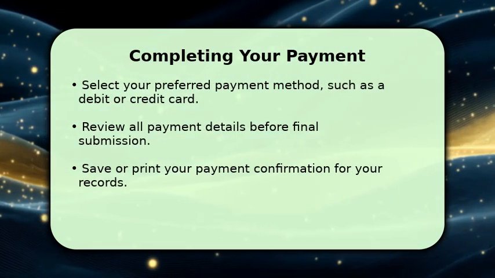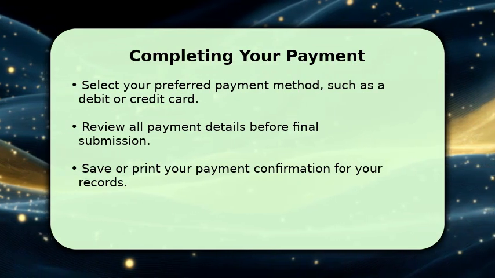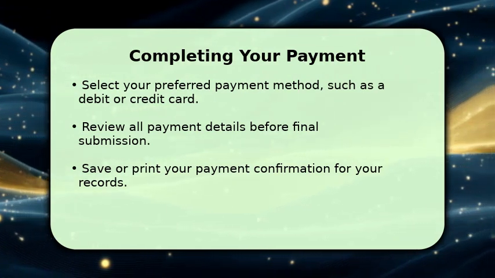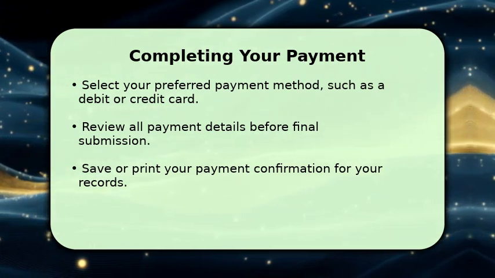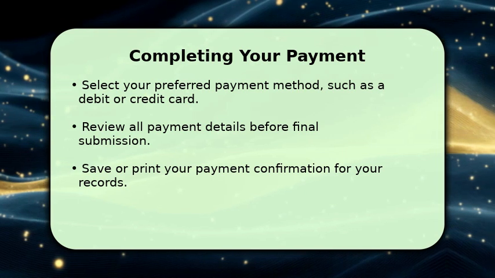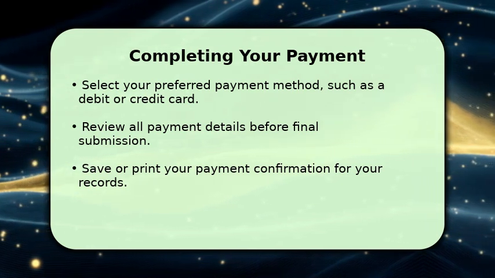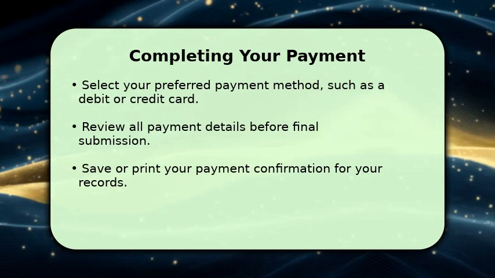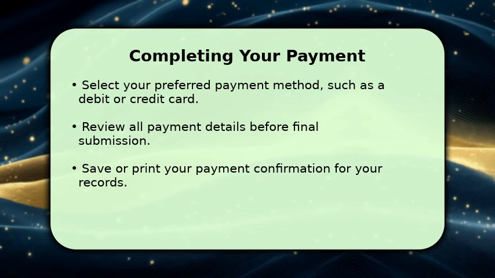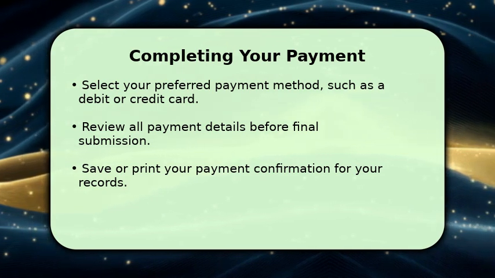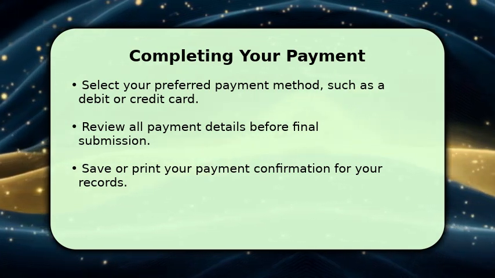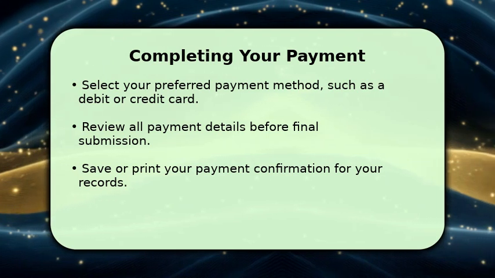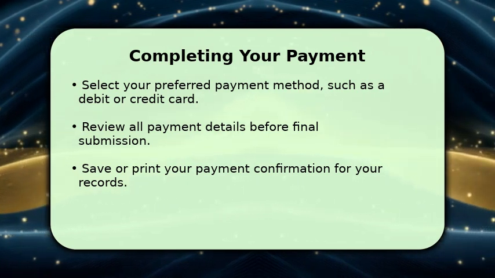Once your vehicle details are confirmed, proceed to select your preferred payment method. Most online portals accept major debit or credit cards, offering a convenient way to complete the transaction. Before finalizing, carefully review all the payment details, including the amount and vehicle information, to prevent errors. After successful payment, remember to save or print your confirmation receipt for your personal records.